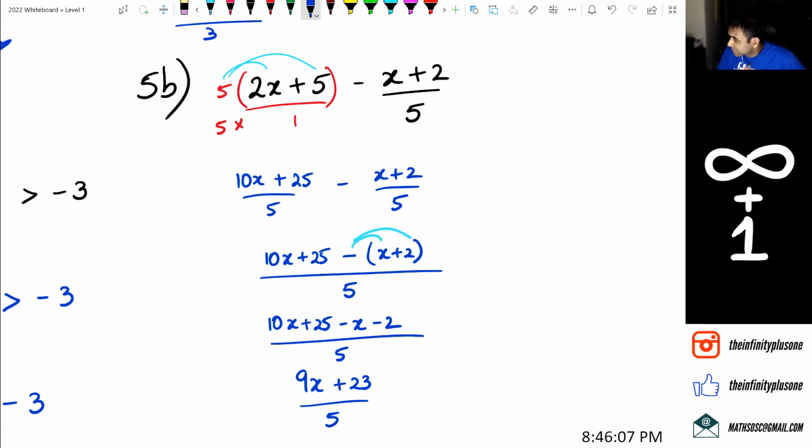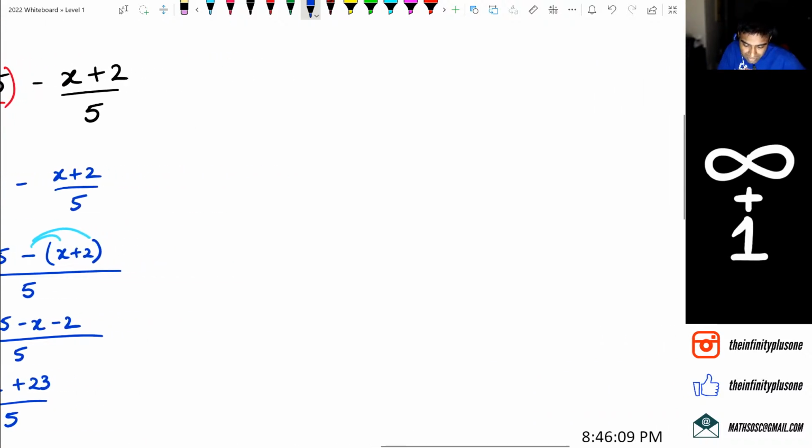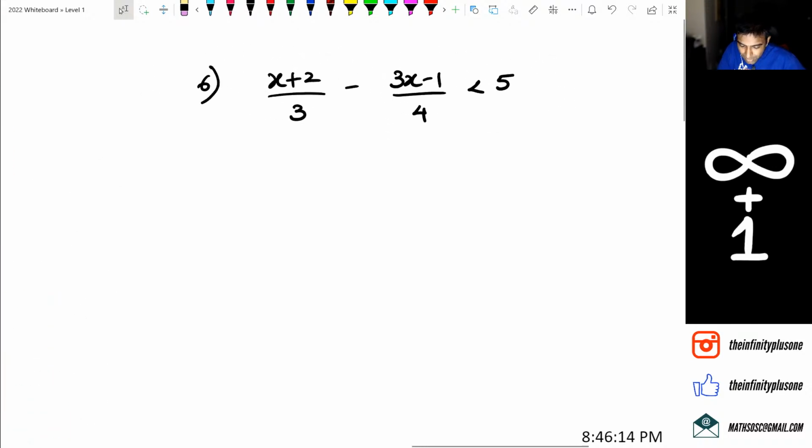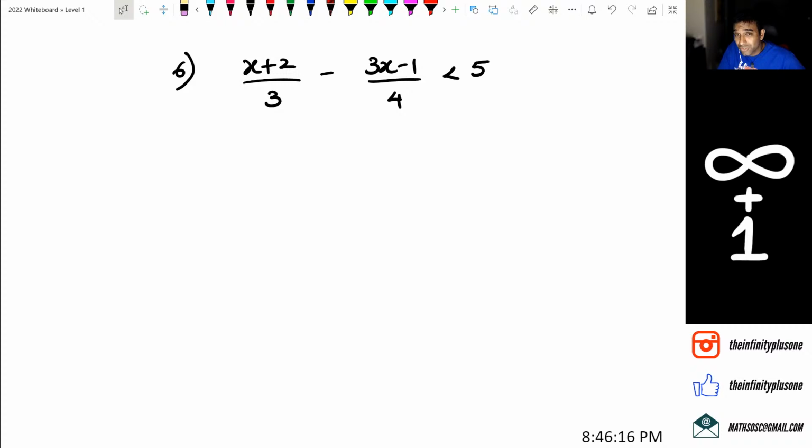Right, okay, just chatting away. So let's go to number 6, guys, and this will be our last question for the night. And it's the big one. All right, so if you guys can do this question, you are pretty much sorted for algebraic fractions.